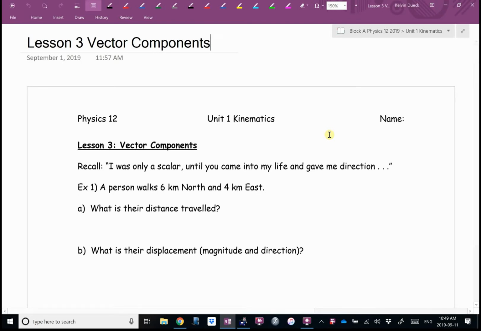I wrote here, recall, I was only a scalar until you came into my life and gave me direction. You are the vector of my heart. Wouldn't that be a great love song? That would totally work in my mind. Without you, I was just a scalar, but now that you're... Okay, whatever.